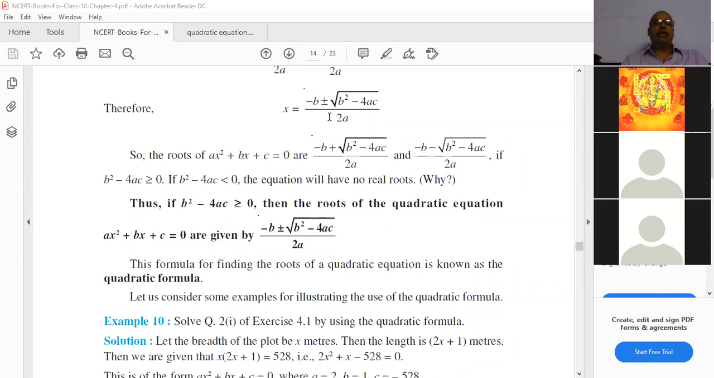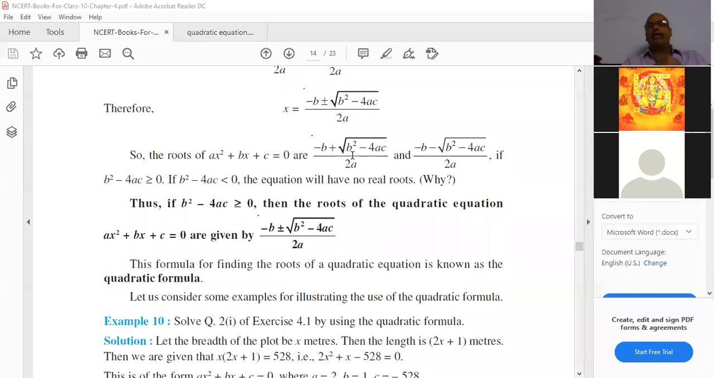That is the discriminant. If b square minus 4ac is equal to 0, the quadratic equation has real roots and they are equal. Second case, if b square minus 4ac is greater than 0, the equation has real roots but they are distinct, meaning they are not equal, different roots. And the third condition, if b square minus 4ac is less than 0, real roots do not exist.